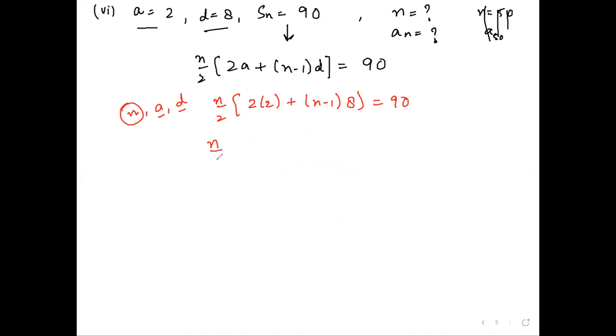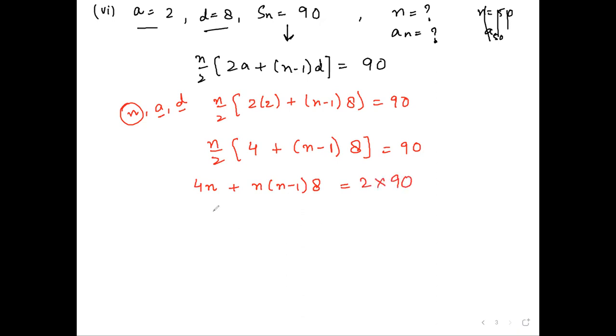Okay, so n by 2 and then 4 plus, so it's actually n here. N minus 1 into 8 is equal to 90. Now I'll do that side, and I'm going to multiply this n inside. So it will be 4n plus n into n minus 1 into 8 is equal to 2 into 90. So now this is 4n plus n square minus n, and this whole multiplied by 8, is equal to 2 into 90.